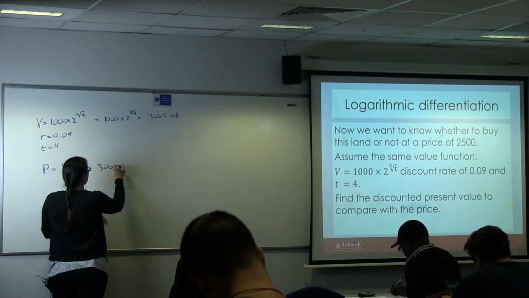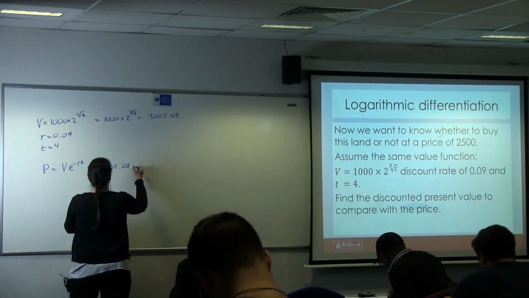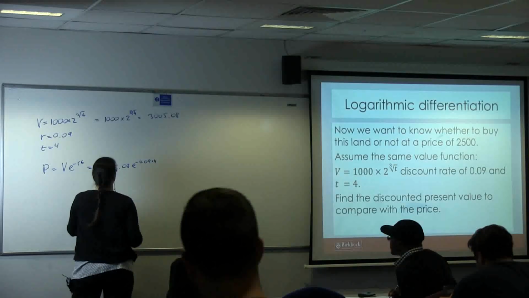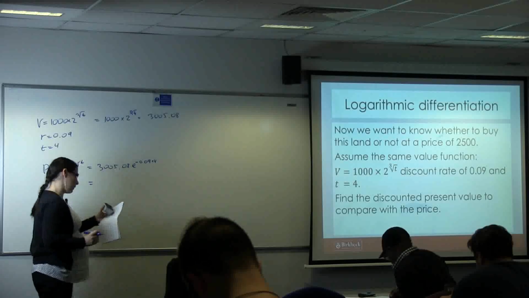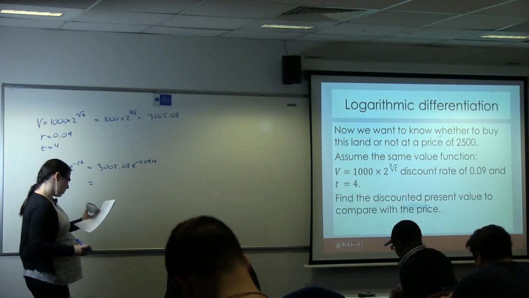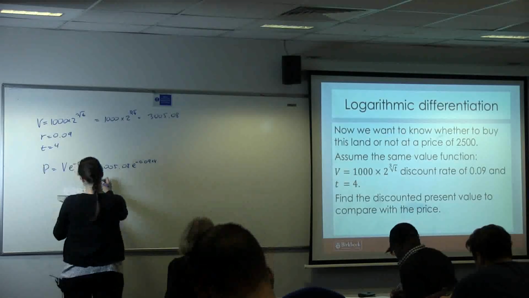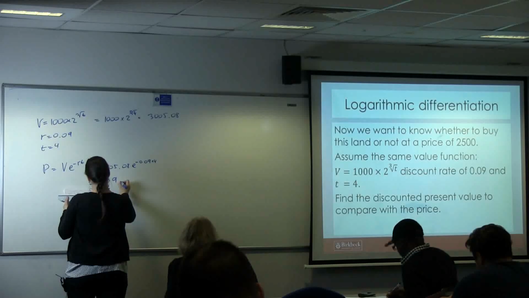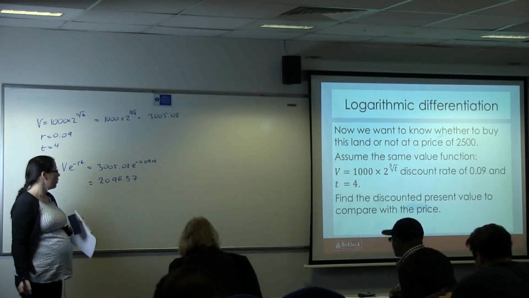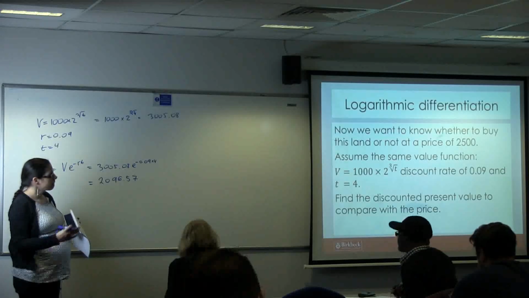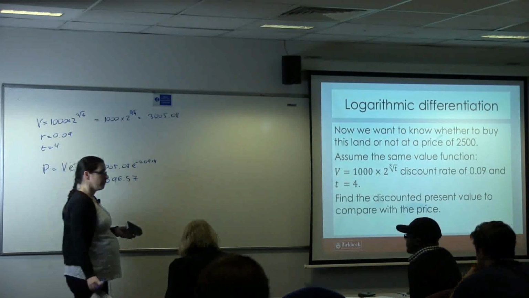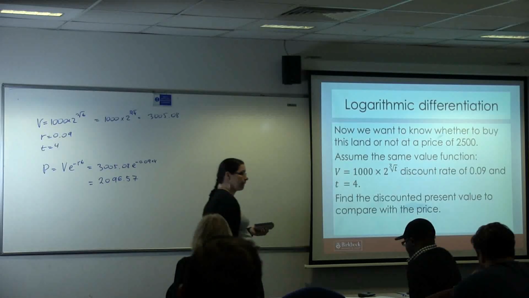Now I know everything I need to calculate the discounted present value. So that is 3,005.08 times e to the minus 0.09 times 4. And again, using the calculator, the land's present value is 2,096.57.